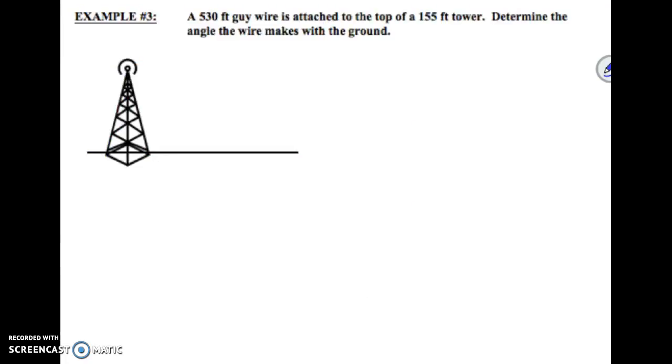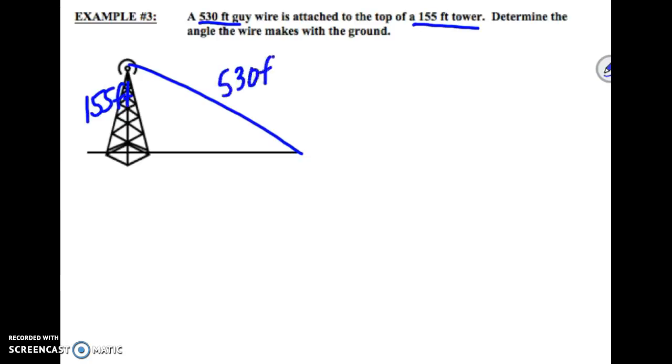For example 3, it says a 530-foot guy wire is attached to the top of a 155-foot tower. We're trying to determine the angle the wire makes with the ground. So here's our wire from the top of the tower to the bottom of the ground. We know that the tower is 155 feet, and we know that the wire is 530 feet. We're trying to find the angle that the wire makes with the ground. We're going to write theta for our missing angle.